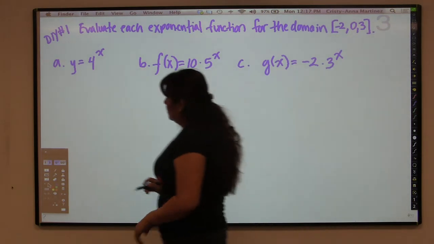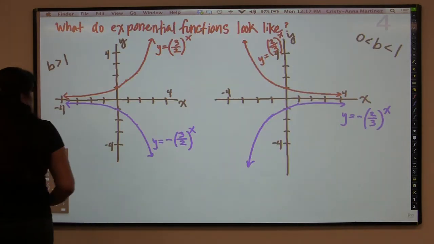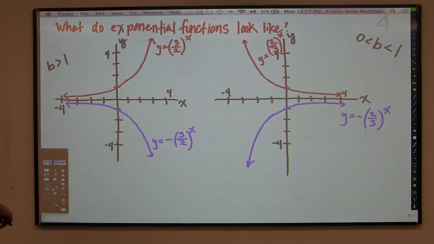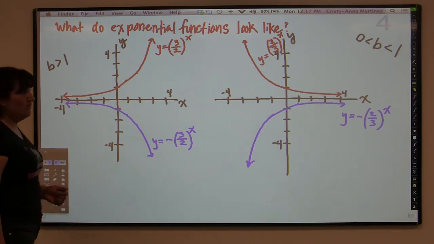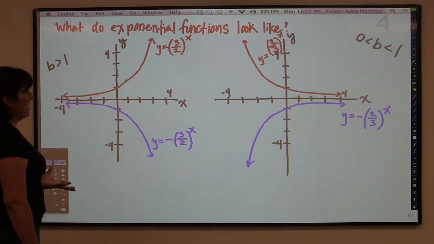All right, cool. So then in our next part of our lesson, what do exponential functions look like? We know that linear functions look like lines, and that parabolas have a U shape, that absolute values have a V shape. Well, this is what an exponential function looks like.